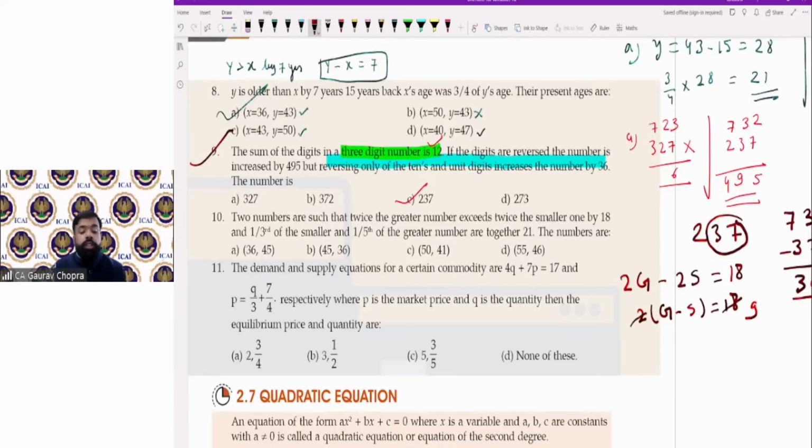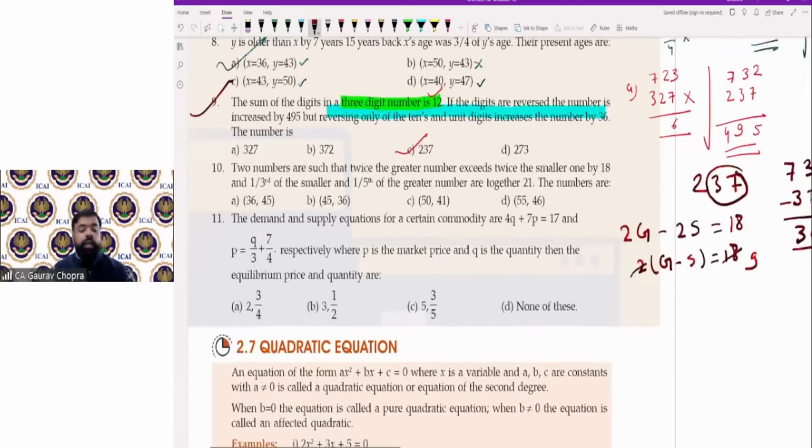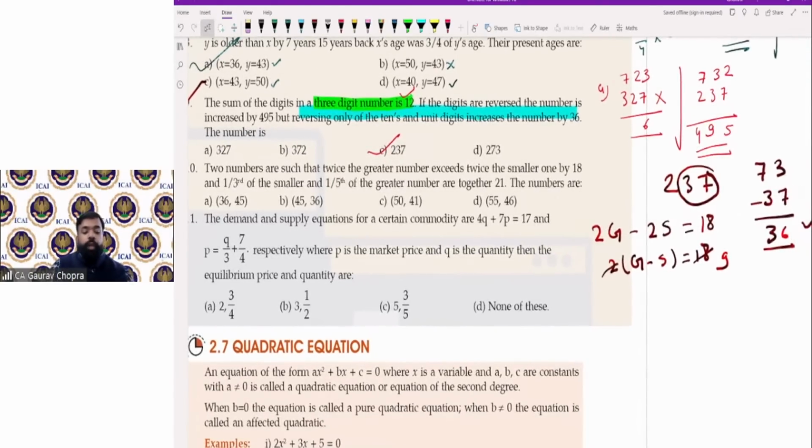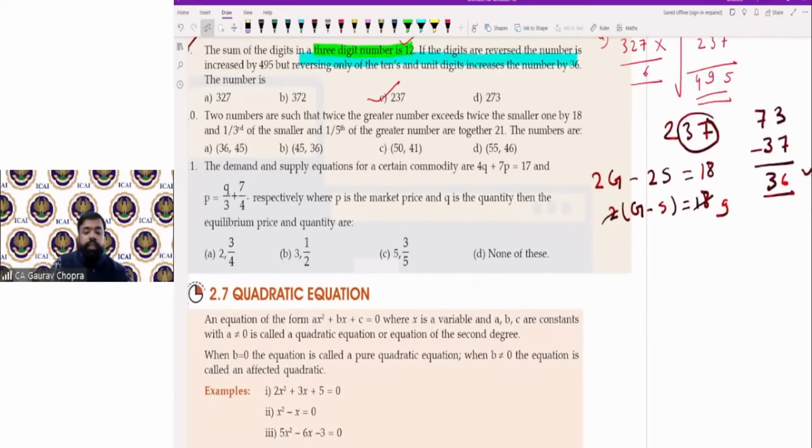So all the options are satisfying this condition. Option number A, B, C, and D, all of them are having a difference of 9. Then check the next condition. And 1/3 of smaller and 1/5 of greater are together 21. If you are adding 1/3 of the smaller and 1/5 of greater, then the number is 21. So let us check this condition.